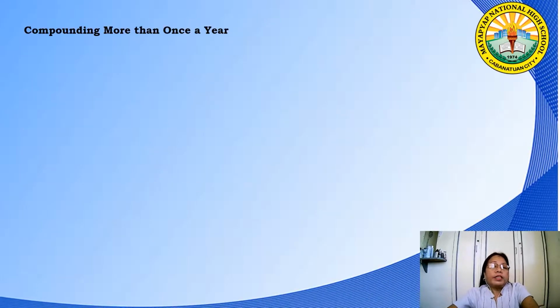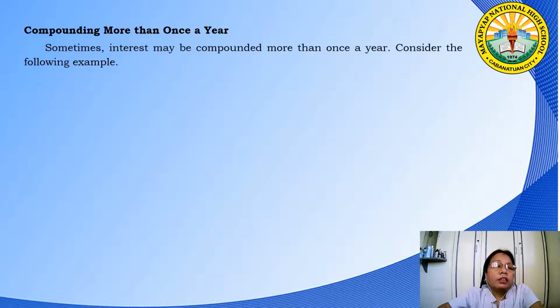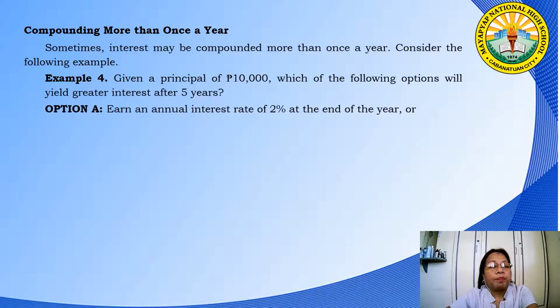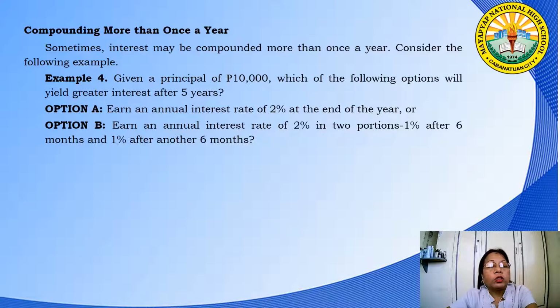Compounding more than once a year. Sometimes, interest may be compounded more than once a year. Consider the following example. Given a principal of 10,000 pesos, which of the following options will yield greater interest after 5 years? Option A, earn an annual interest rate of 2% at the end of the year. Or option B, earn an annual interest rate of 2% in portions: 1% after 6 months and 1% after another 6 months.